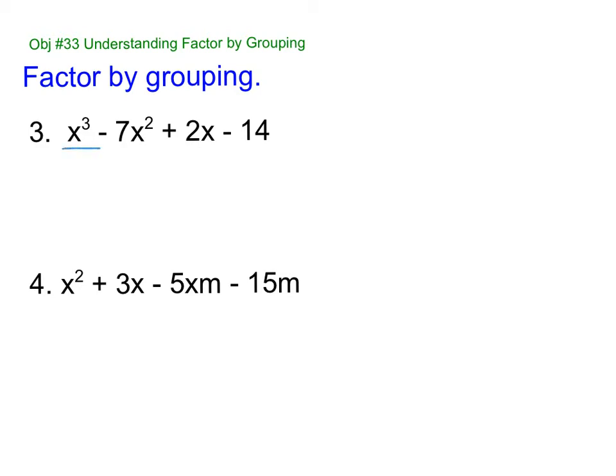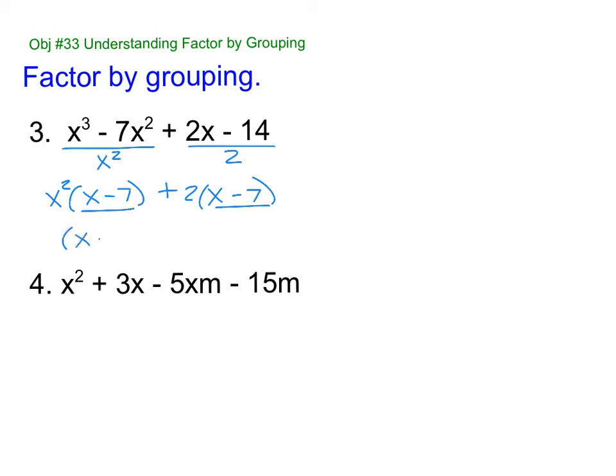Alrighty, so I have a GCF here of x squared. So that's x squared times x minus 7. And then over here we have a 2 times x minus 7. X minus 7 is in both of them, so I pull out that x minus 7, and I'm left with x squared plus 2. A lot of times we can factor again, but x squared plus 2 does not factor unless you use imaginary numbers and square roots. That would be gross.